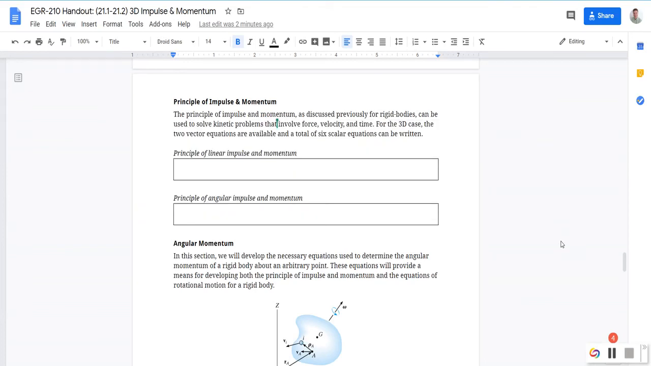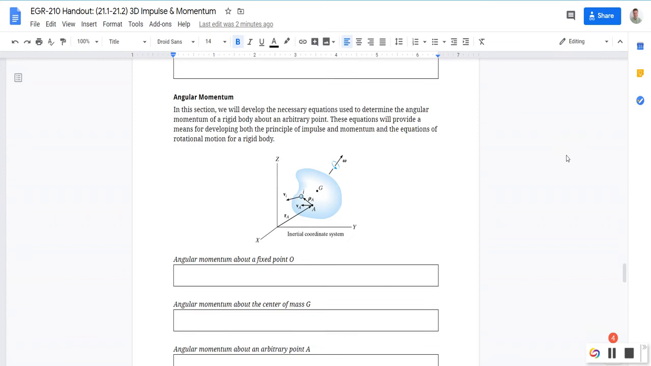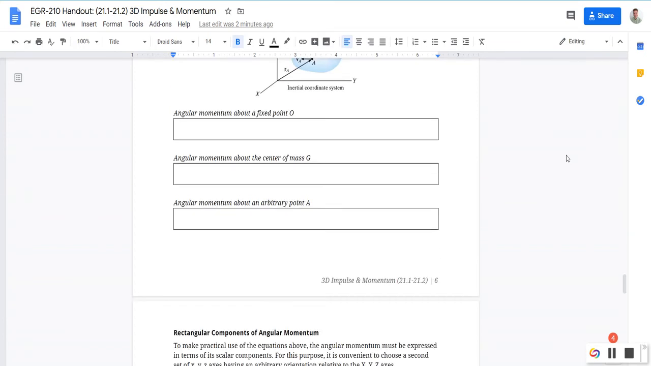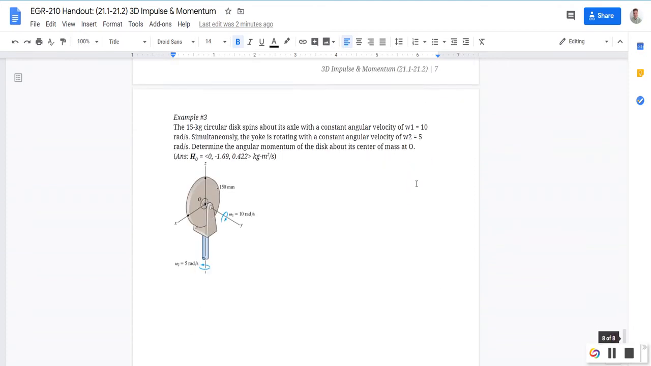Welcome back to section 21.1 through 21.2. In this video, we'll be going over the principle of impulse momentum and how it looks for three-dimensional problems. We'll be looking at the derivation of angular momentum and where the inertia tensor came from. And then we'll be applying those equations to example 3 to find its momentum about a point O.